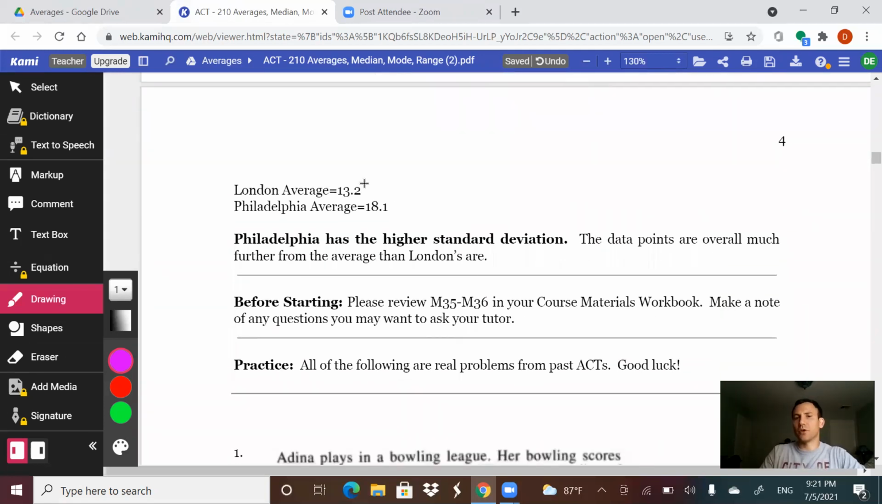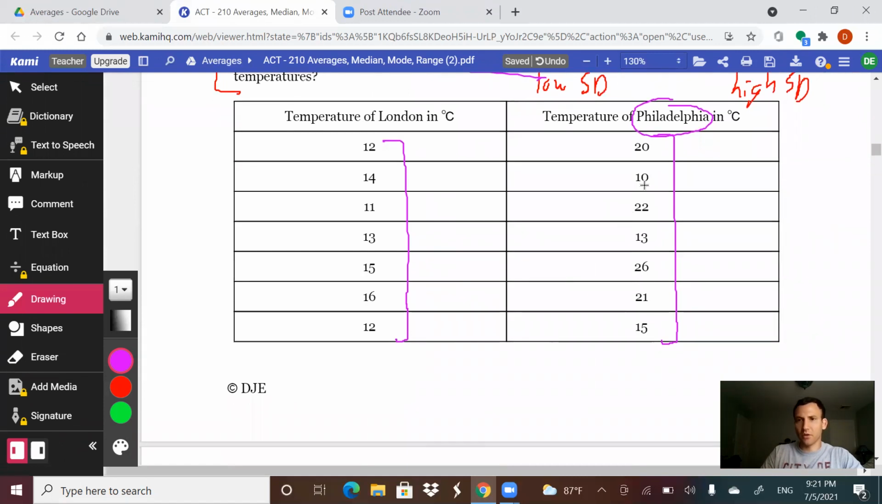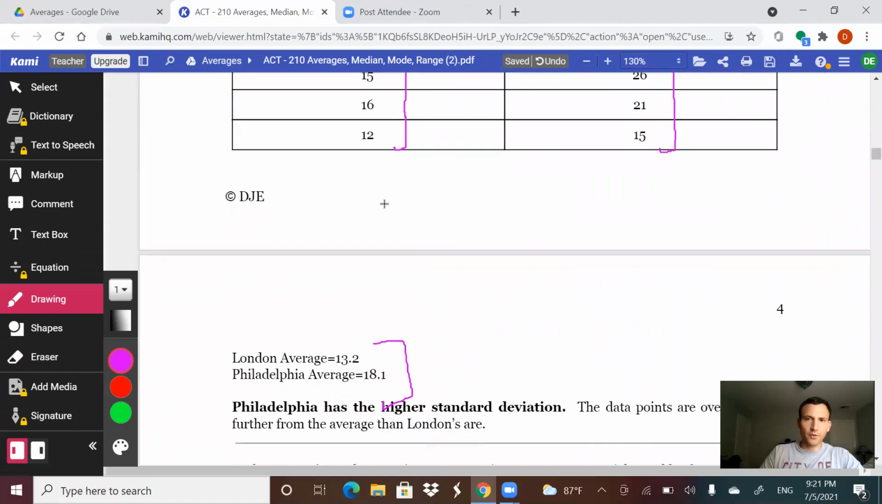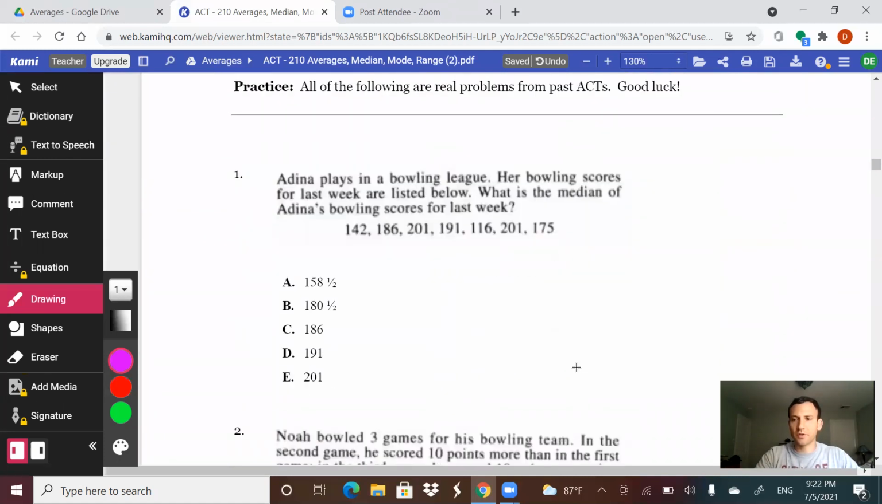And there's more of an explanation here. Here's the average of both of them. If you're looking at Philadelphia, the average is 18.1. You're going all the way up to 26 and all the way down to 10. Whereas with 13.2, you're only going up less than 3 to 16 and down less than 3 to 11. This one, you're going much further to get to 26 and much further to get to 10. So the data is just much more spread out for Philadelphia, so it has a higher standard deviation.